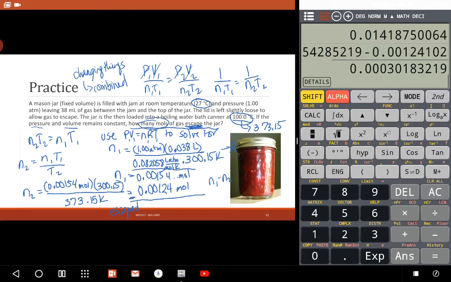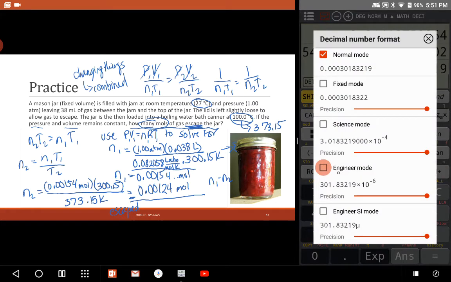So I'm going to convert that into scientific notation. And so that is going to be equal to 3.018 times 10 to the minus 4th mole escaped. A very tiny amount of moles escaping the jar upon heating.